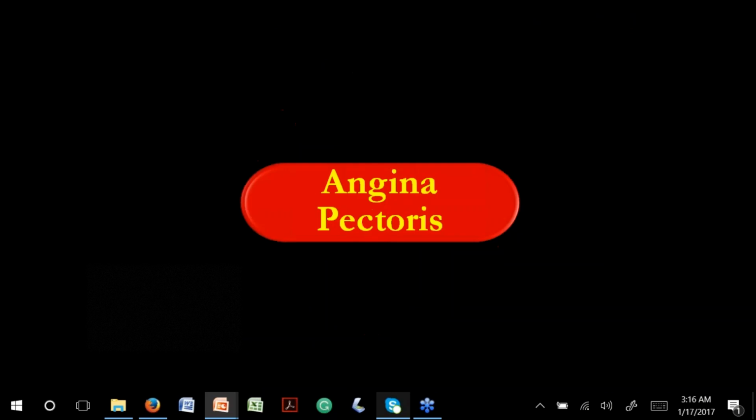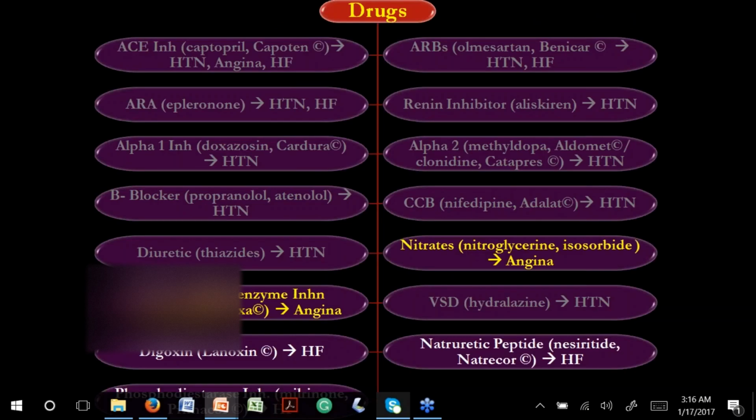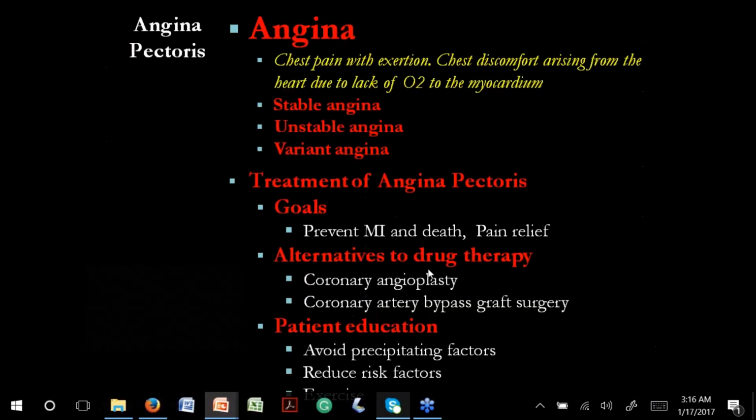Let's talk about angina. Talking about angina, we will talk about two main medications, the nitrates and the fatty acid oxidase enzyme inhibitor. Let's not be afraid of this fatty acid oxidase enzyme inhibitor because it's easy to remember, and we are going to explain it in a very simple way. So we have angina, the definition of chest pain.